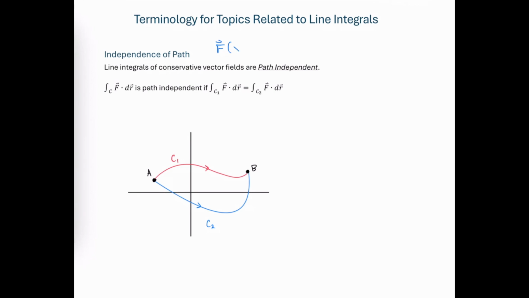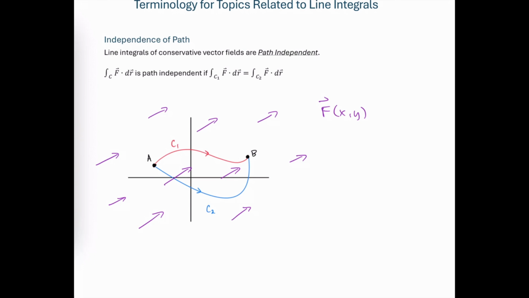When we have a vector field that is conservative, the work done moving an object from point A to point B turns out to be the same quantity no matter what path we choose. We call this being path independent. That means if we have a conservative vector field and our object initially starts at point A, the work done moving an object along path C1 is the same as the work done moving an object along path C2.